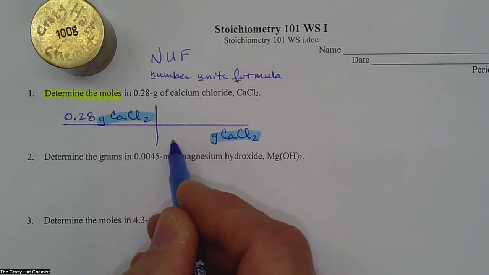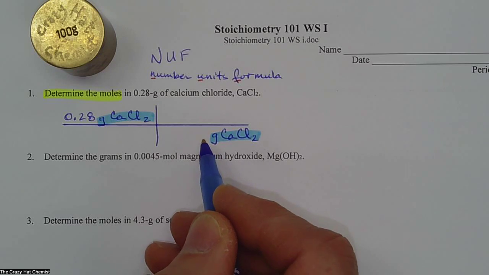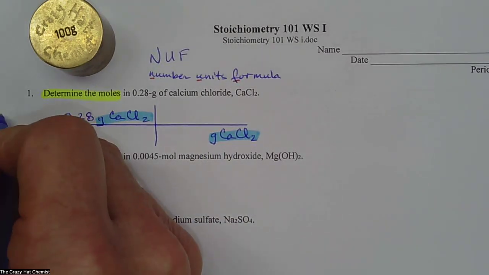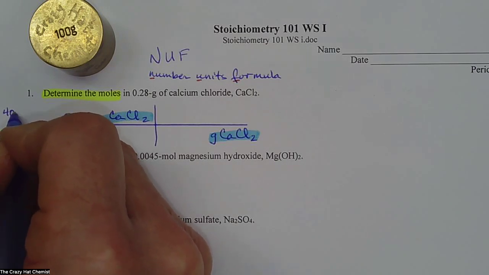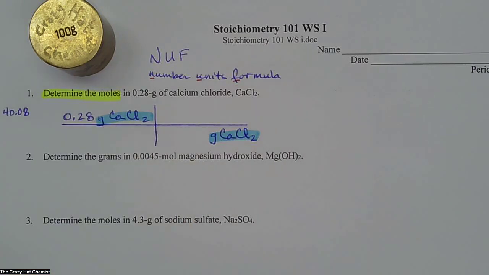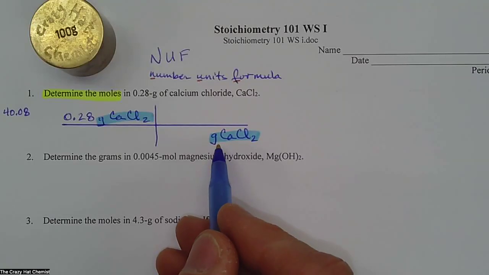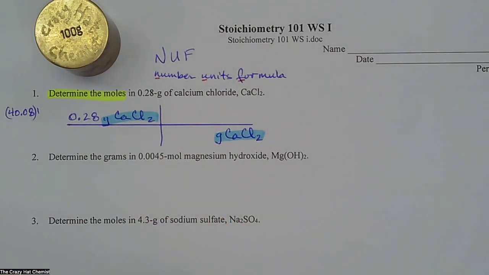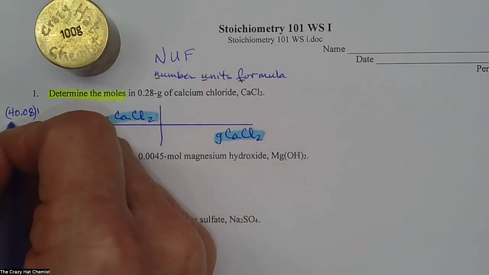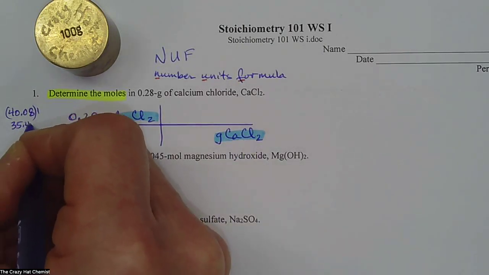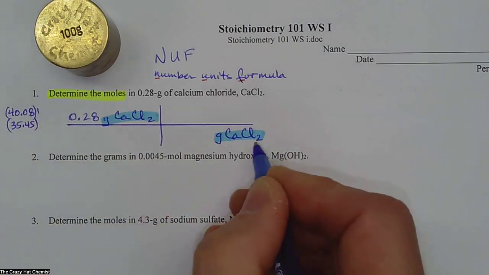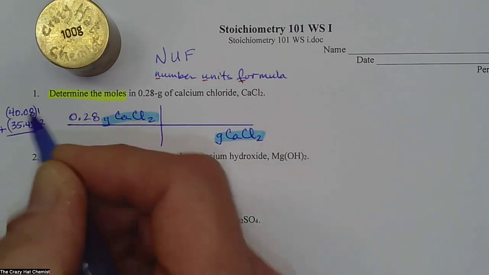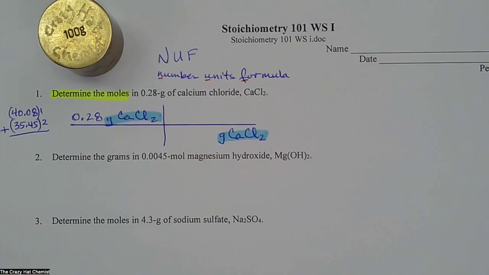So what we're going to do is determine the molar mass, and that number will go here. I'm going to do this off to the side here. So we have 40.08. How many calciums are in this formula? There is one calcium, so I'm going to multiply that by 1. Then chlorine is 35.45. How many chlorines are in this formula? 2. So I'm going to multiply that by 2. And I'm going to add up these two numbers right here.